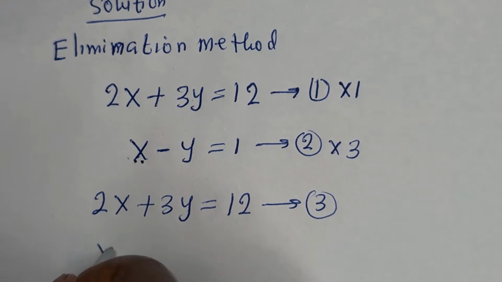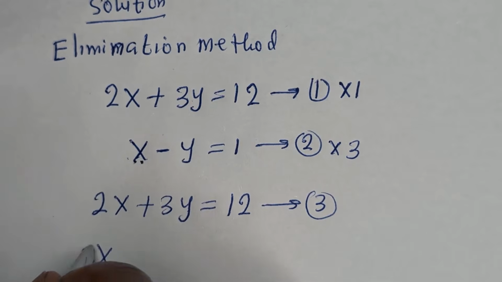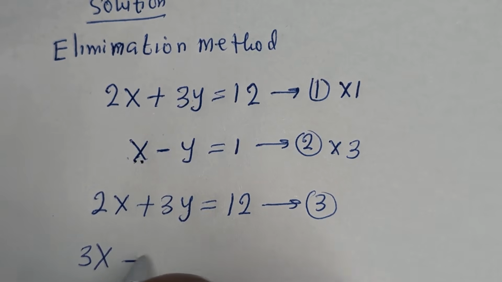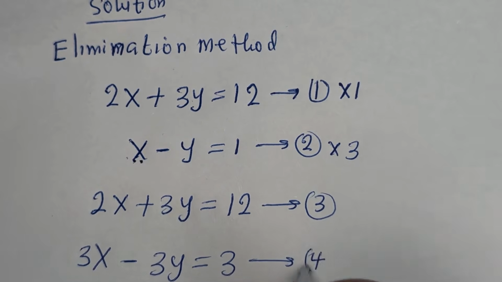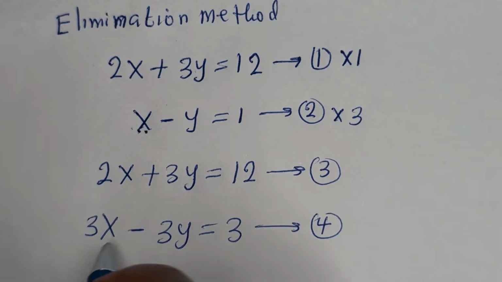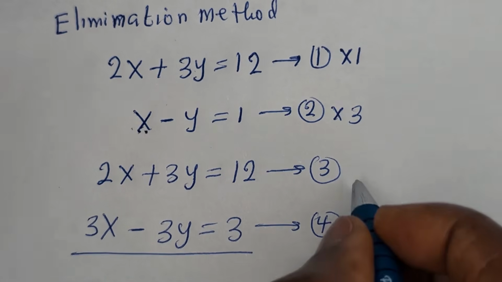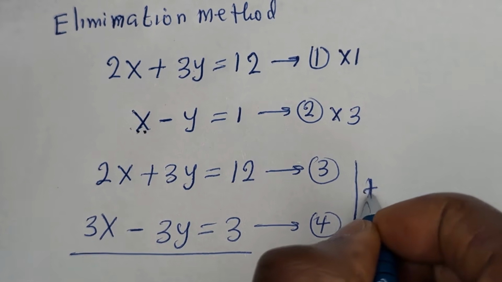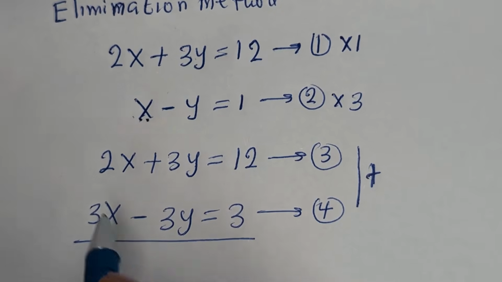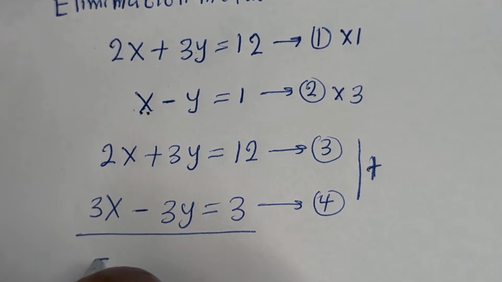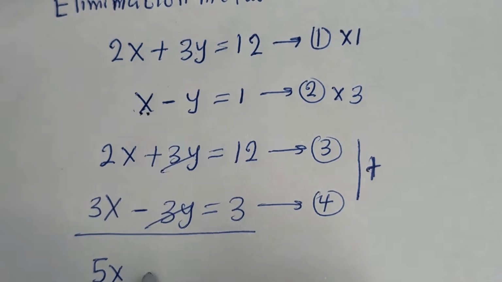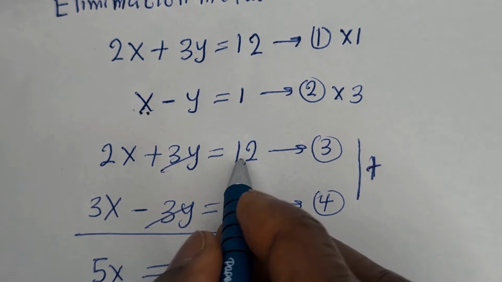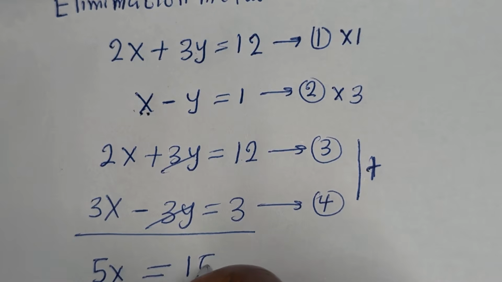Then 3x minus 3y is equal to 3. Let us call this equation 4. Now let's add the two equations together by the elimination method. If you add these two equations together, we have 2x plus 3x, this is 5x, and the y terms cancel, this is equal to 12 plus 3, that is 15.